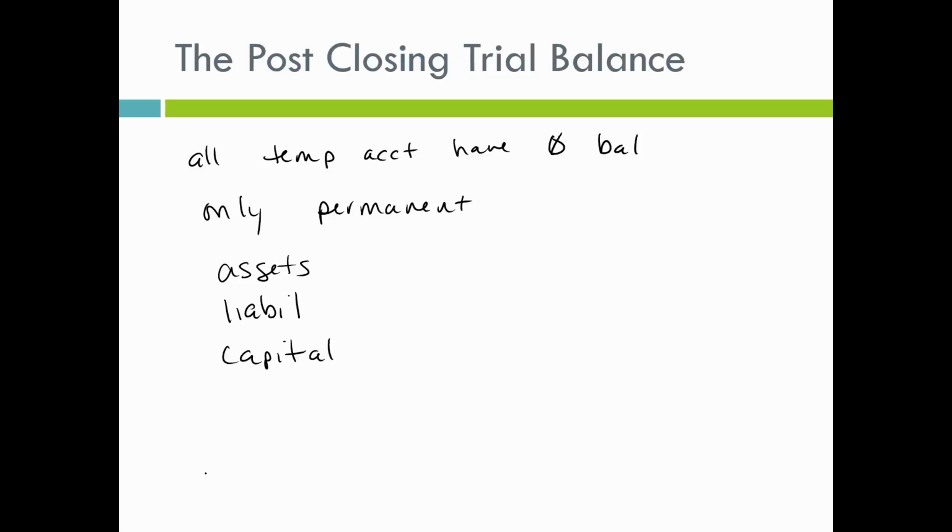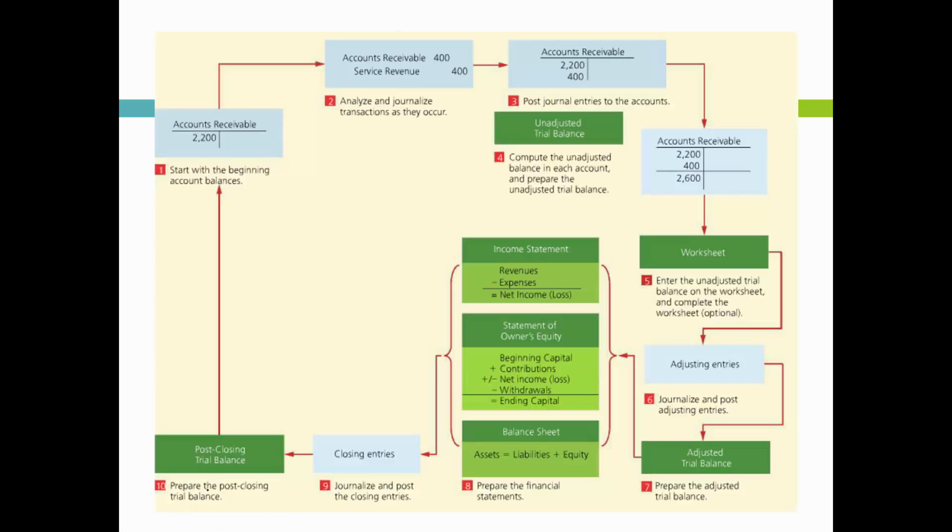There's a little practice problem in there where you can just kind of see which ones show up and which ones don't. But you should have no revenue, no expenses, no withdrawals, and no income summary, because those should all have zero balances. But it is a good way to check yourself and make sure that those are all cleared out.